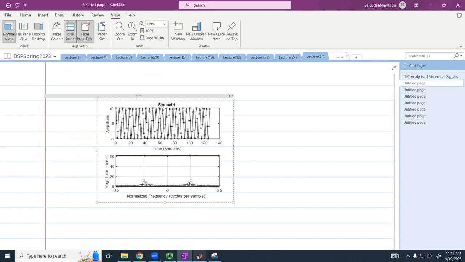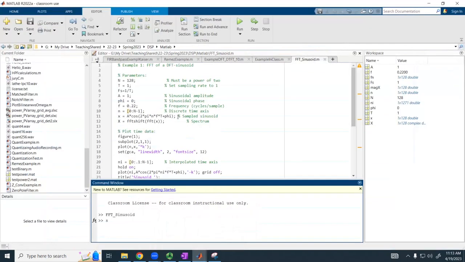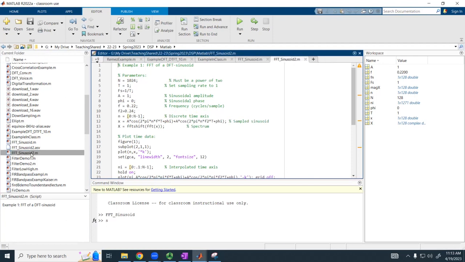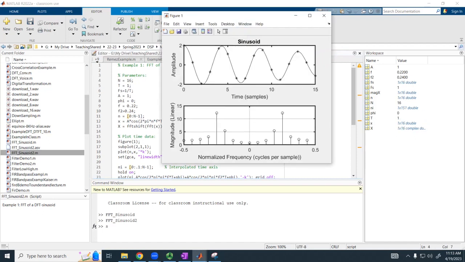Now what we're going to also run is another script where we have two sinusoidal signals. And I'm going to run this with N equal to 16.